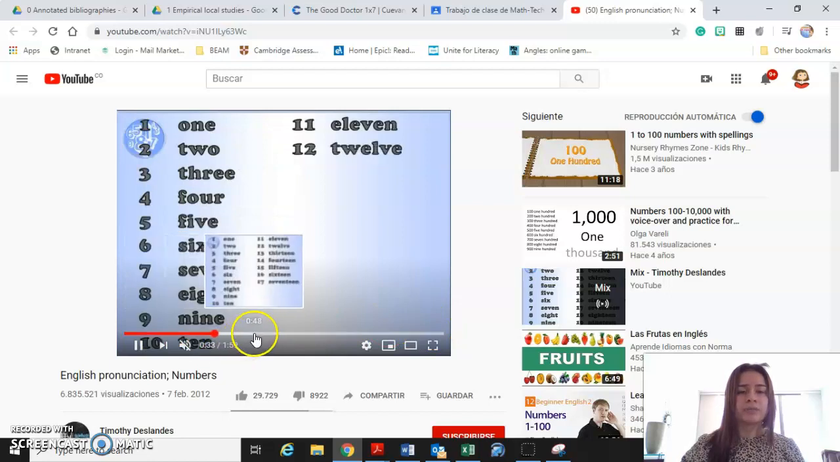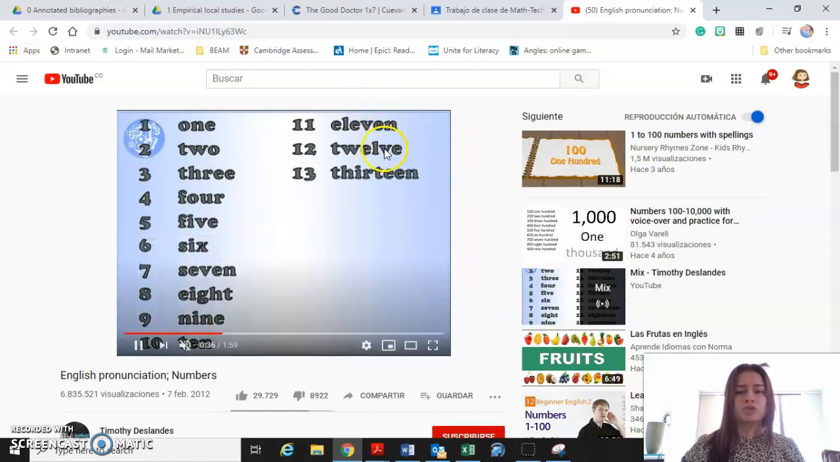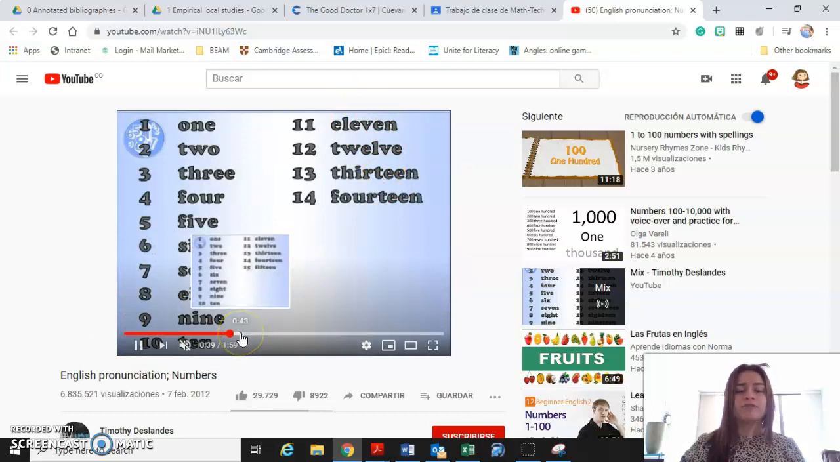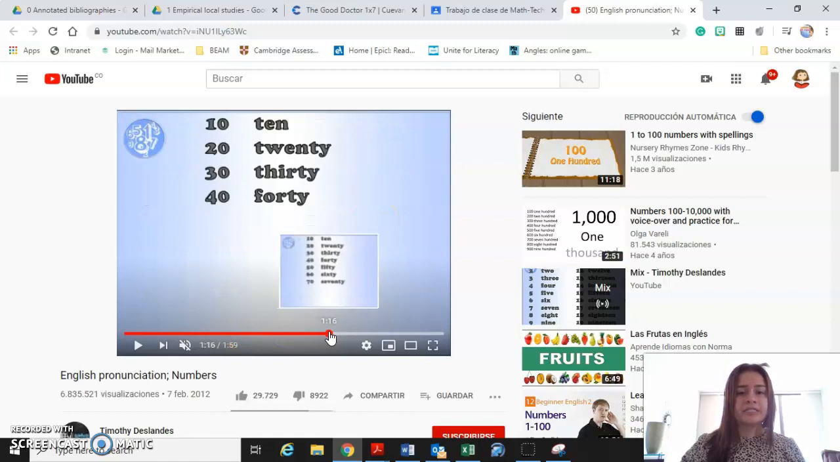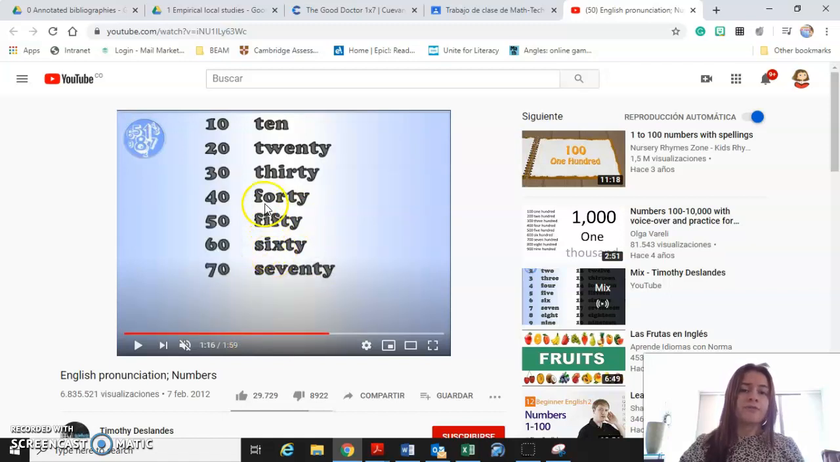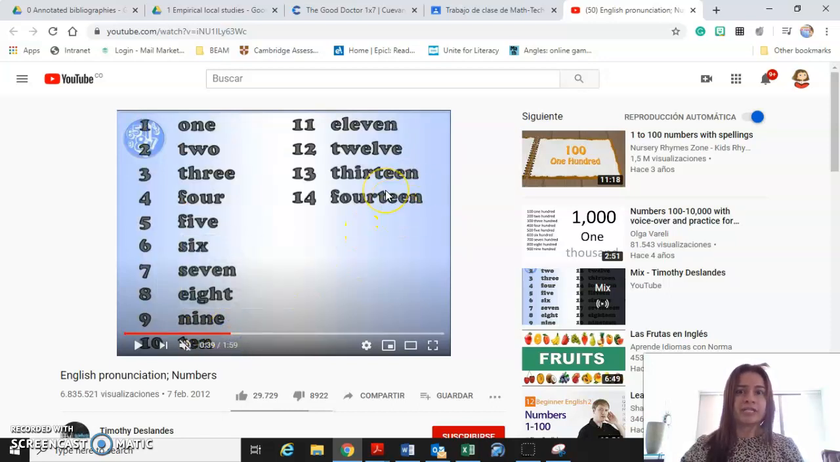Be careful, for example, with the numbers 11, 12, 13, 14, okay, that this E is a long E. But it's different when you're saying 40, okay, 40 and 14 are different. So that is the reason why I am doing the vocabulary of numbers, because this is math in English to practice vocabulary, and sometimes we get confused with these numbers. So this is the first video.